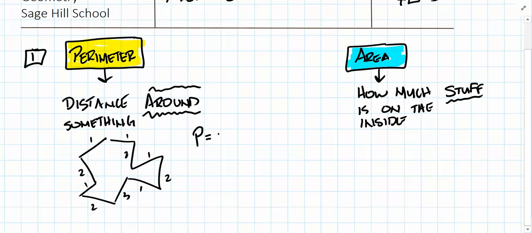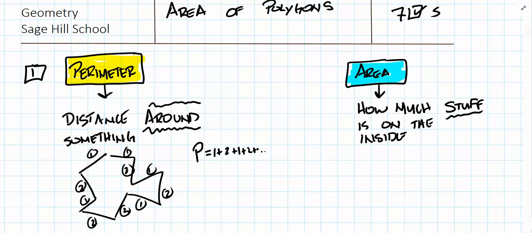It would just be 1 plus the 2 plus the 1 plus the 2 plus the 3, all the way around, right? So the perimeter is all these sides, of course, added up together. Boom, just like that, all the sides. Okay. Then area. Area is how much stuff would be on the inside of that polygon.